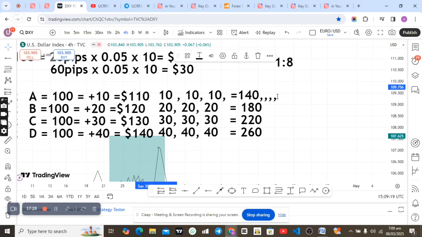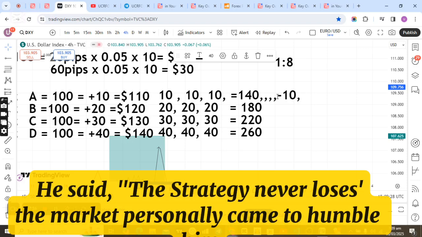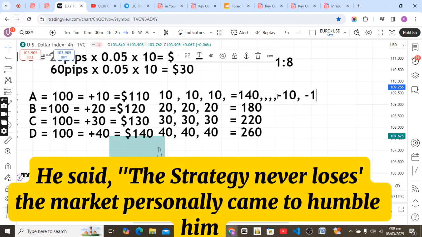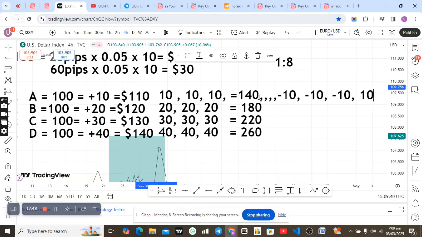Okay, now look at it now. So now we lost 10 USD. Now he has equally lost 10 USD again. He has lost another 10 USD. He has lost another 10 USD. And he has lost another 10 USD. Now we lost like 4 in a row. And this guy, how much do you think he has not lost? Definitely he has given back all his profit to the market.